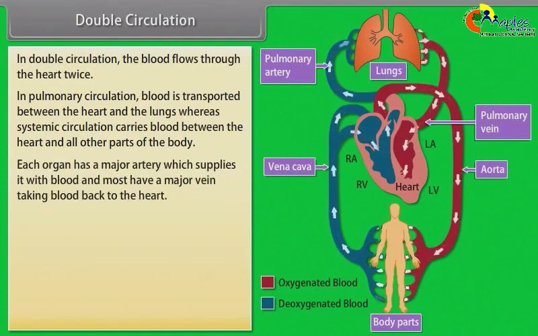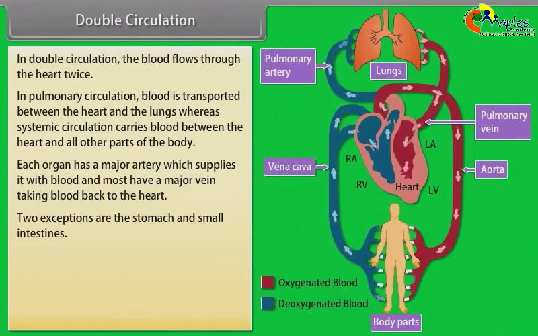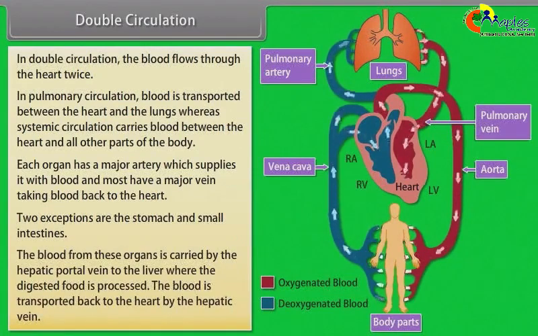Each organ has a major artery which supplies it with blood, and most have a major vein taking blood back to the heart. Two exceptions are the stomach and small intestines. The blood from these organs is carried by the hepatic portal vein to the liver, where the digested food is processed. The blood is transported back to the heart by the hepatic vein.